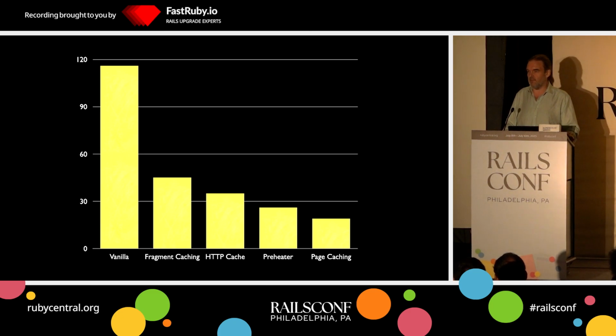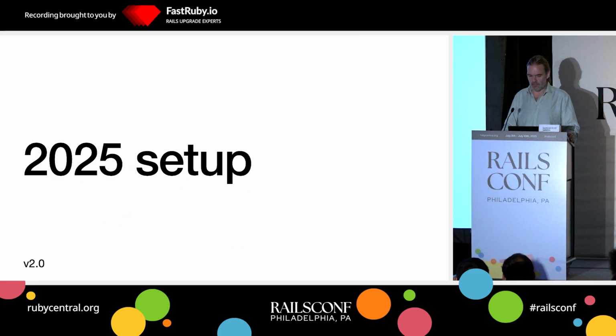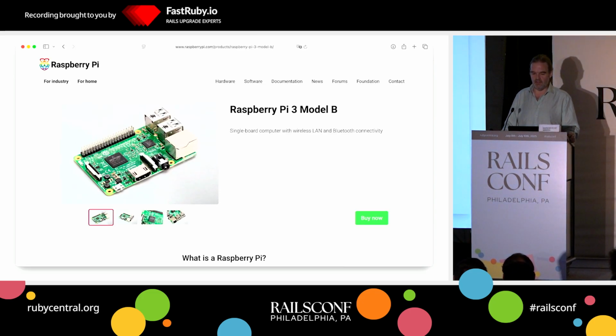And this was the slide I used to show how much improvement we got from the speed. So we started with this vanilla, that was our baseline, and here was the latest improvement from the caching. And I set up the same thing for today's example. So in 2025, we use a slightly better Raspberry Pi, the Model 3, because I'm cheap.